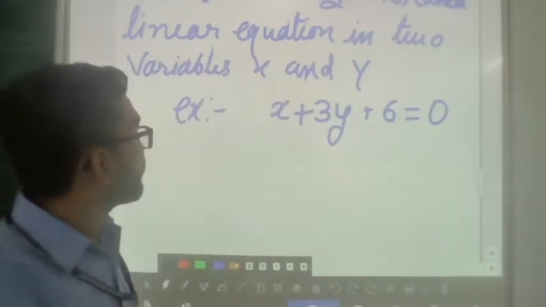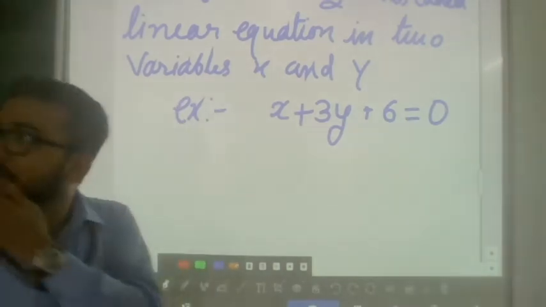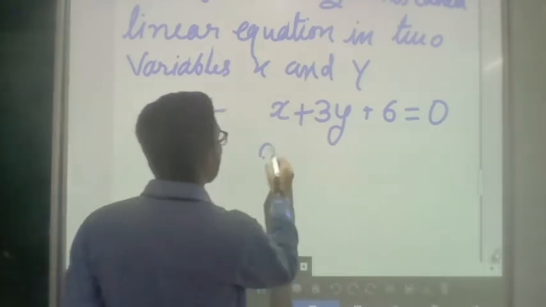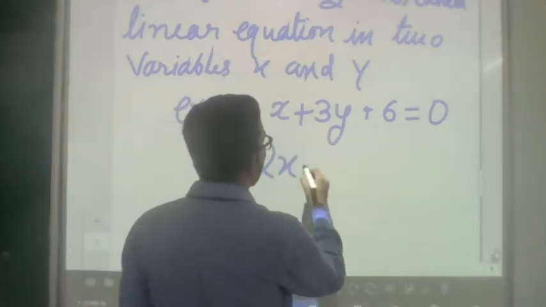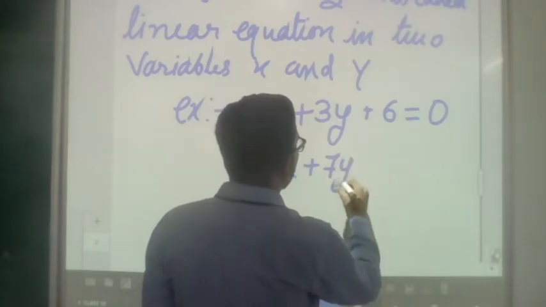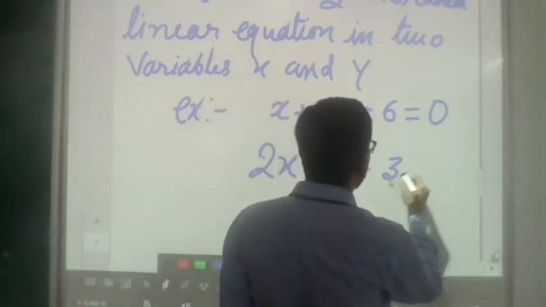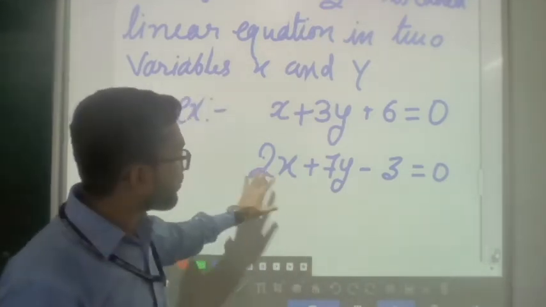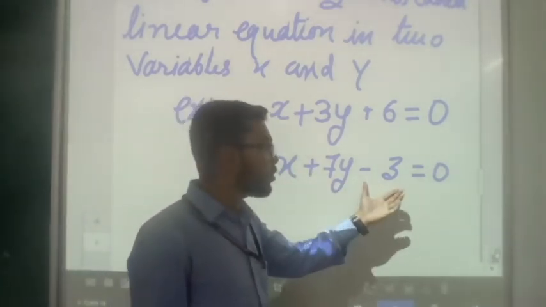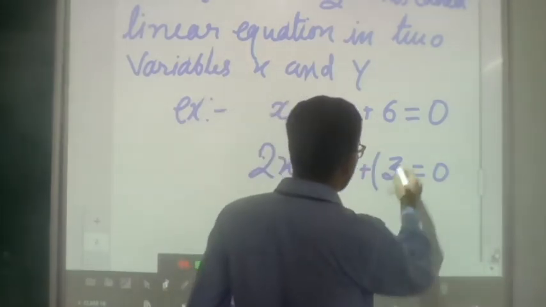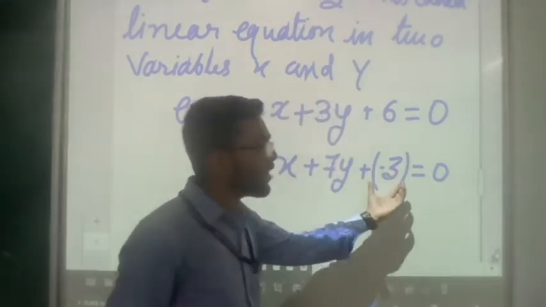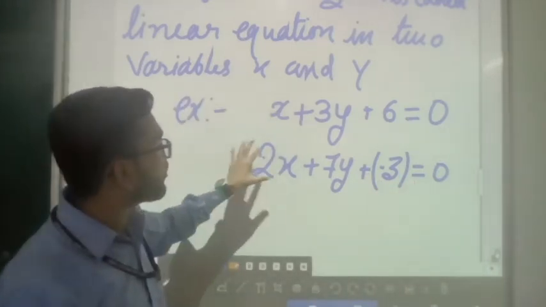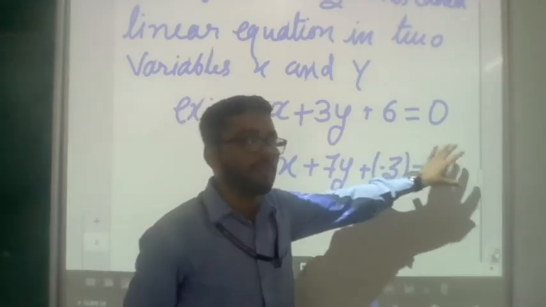Now if you see another example, like 2x plus 7y minus 3 is equal to 0. This is also a linear equation, because it is in the form of ax plus by plus c, and minus 3 is the same as plus minus 3, which can be written like this. So this is also in the form of ax plus by plus c is equal to 0.